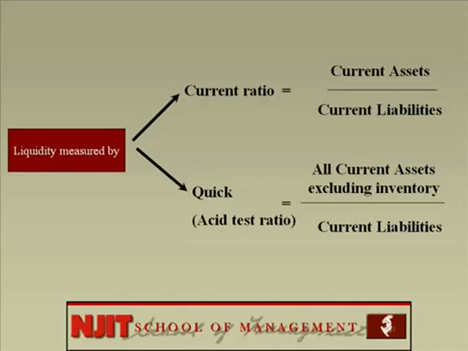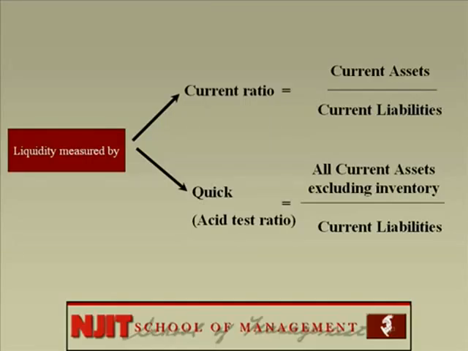For acid test, can you give a guess? What's the cutoff? The cutoff is 1. Generally, they want this ratio to be 1 or over. So, to repeat, the cutoff current ratio is 2, and the cutoff for the quick ratio is 1. But again, the higher the better.